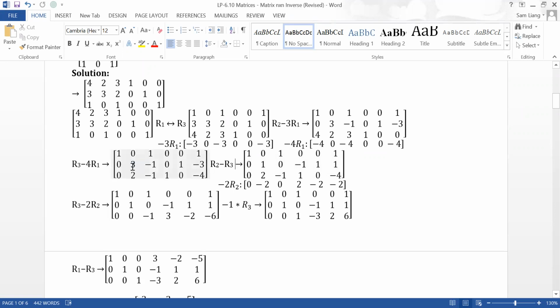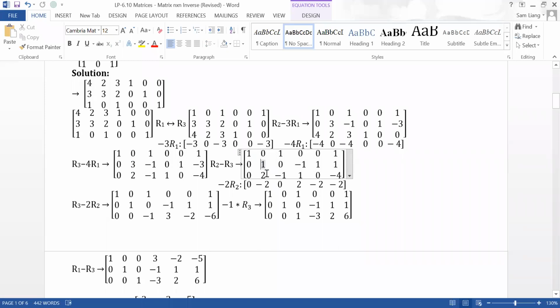Because R2 minus R3 will give us a 1 here, right? 3 minus 2 is 1. Then negative 1 minus itself is 0. 0 minus 1 is negative 1, 1 minus 0 is 1, then negative 3 minus negative 4 is 1. Okay, that's row 2 now. So now we have our 1s right here and over here.